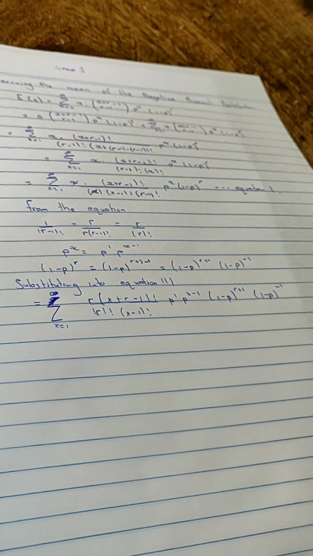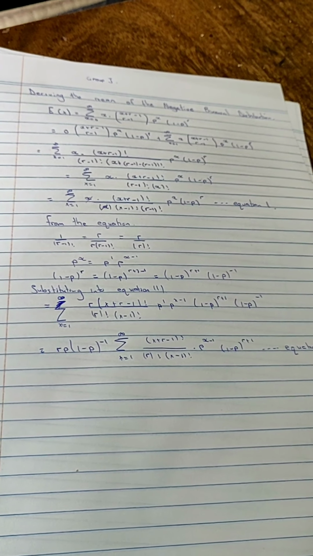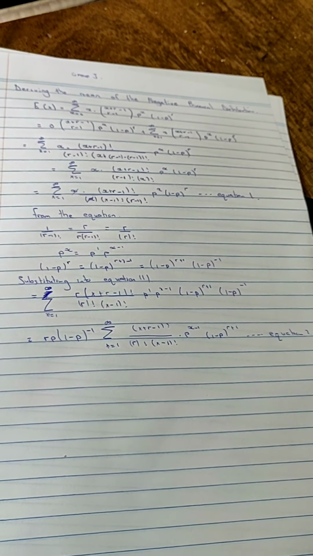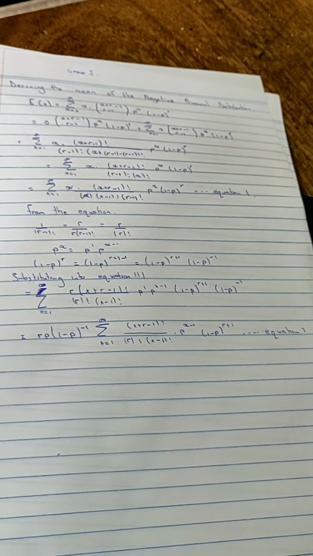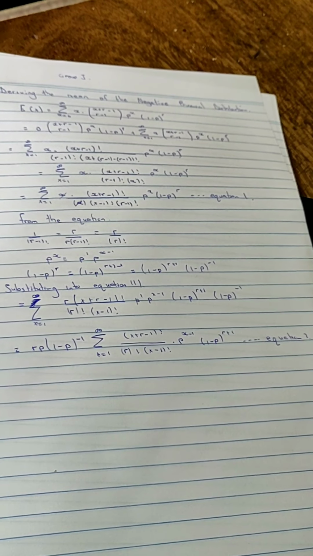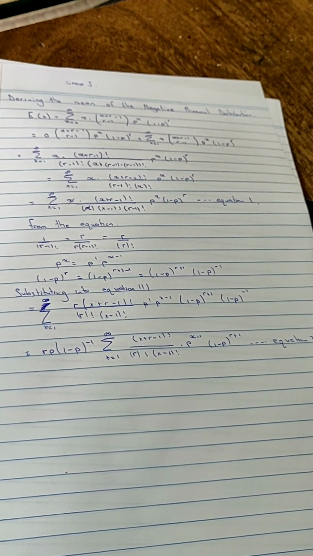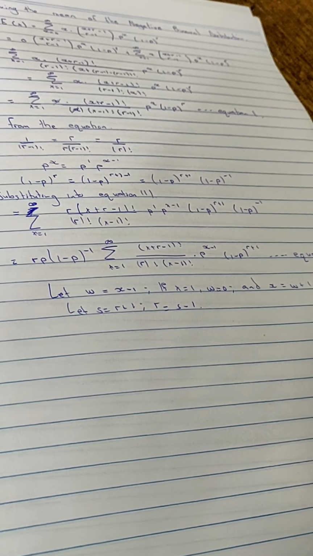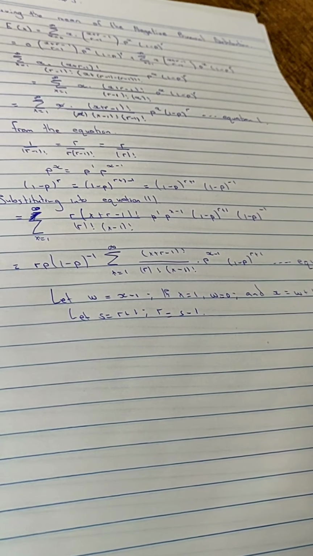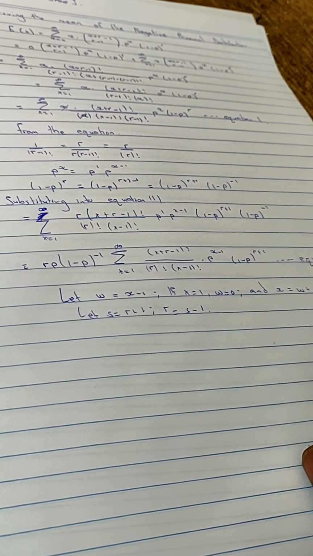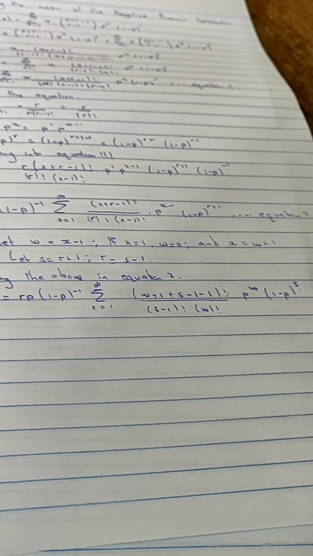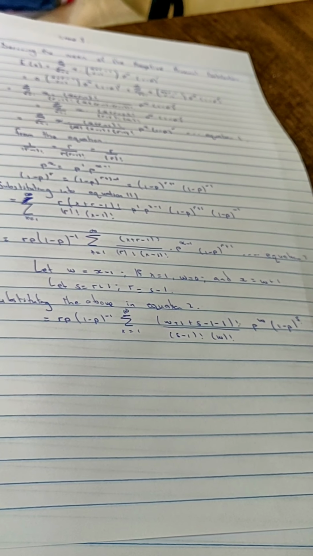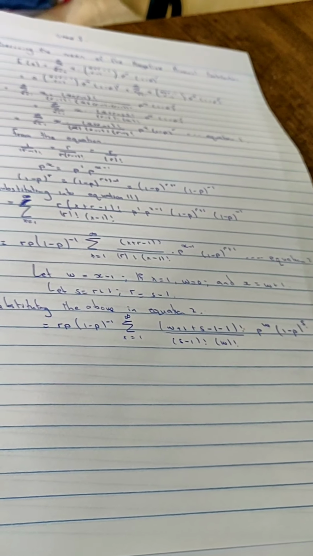So we're going to pull out the constants. After pulling the constants out, we get equation 2. We're going to replace x minus 1 with w, and r plus 1 with s. So w is equal to x minus 1. When x is equal to 1, w is going to be equal to 0. So we substitute this into equation 2. After substituting, we get this expression, and we continue to simplify it to get equation 3.